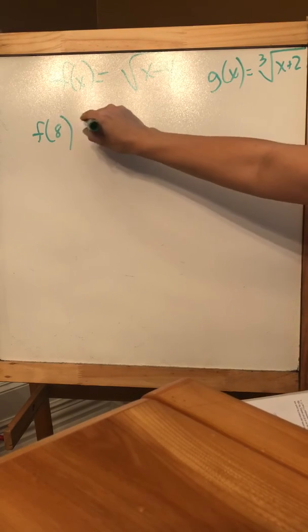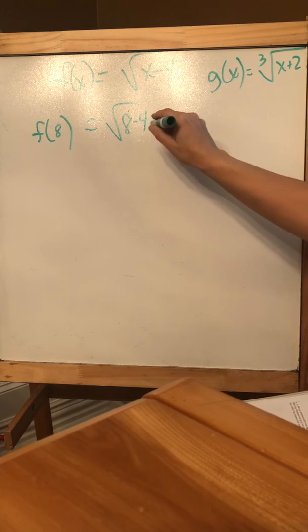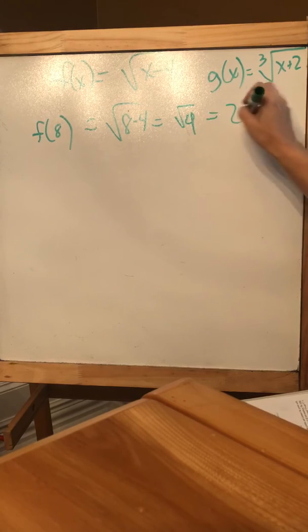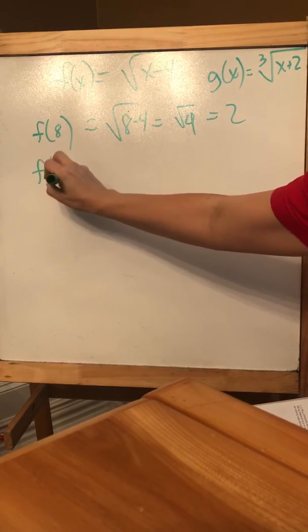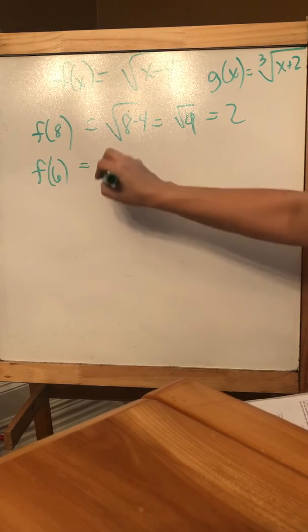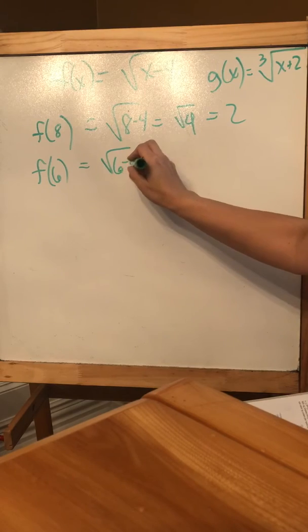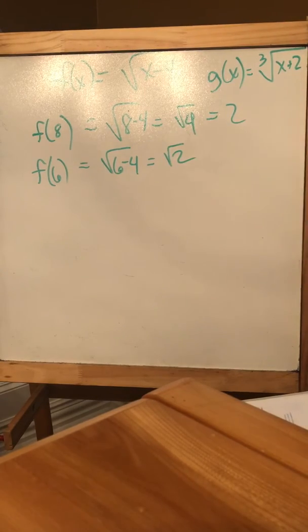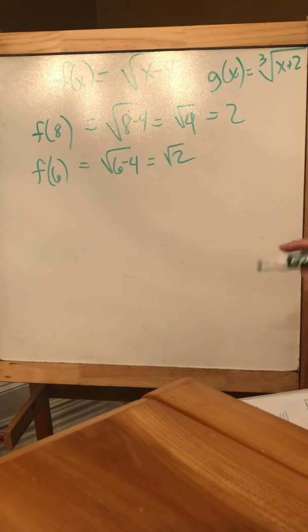Okay, so plug it in. So we have the square root of 8 minus 4, which is what? Square root of 4, which is 2. Okay, our next one is f of 6. All right, so we have the square root of 6 minus 4, which is the square root of 2. So that's all. You don't have to plug this in your calculator and get a decimal. You're good. And it doesn't simplify anymore, so you can stop there.